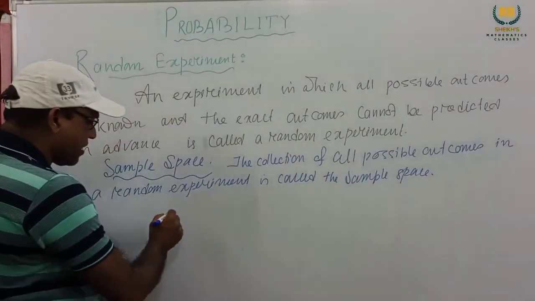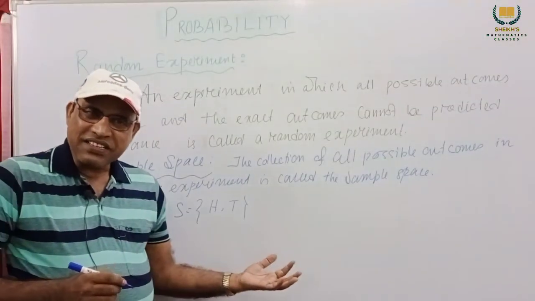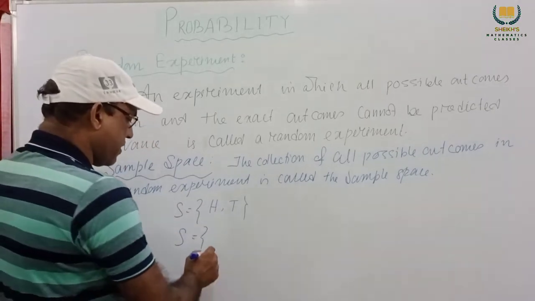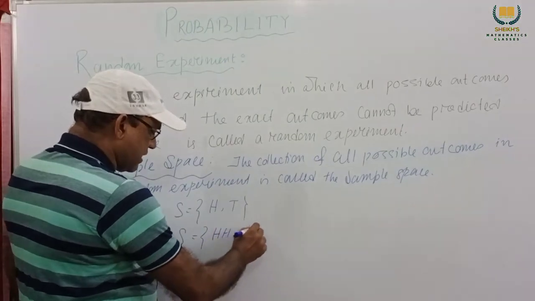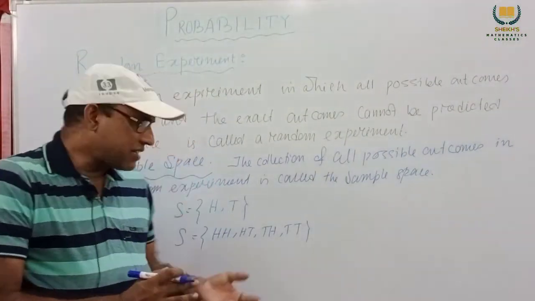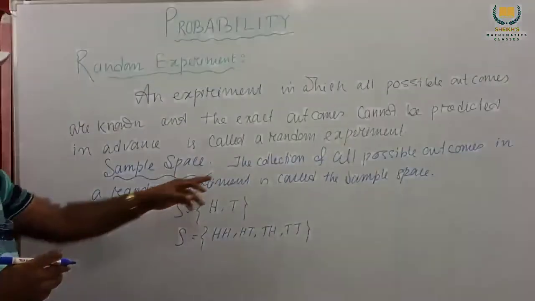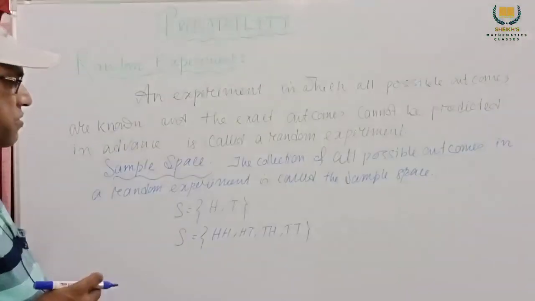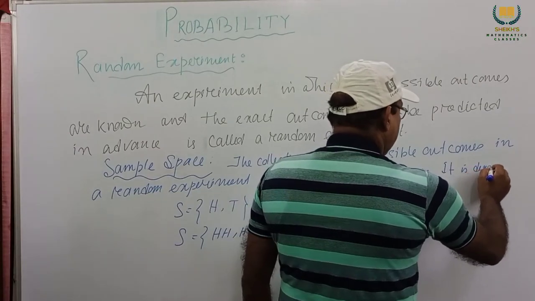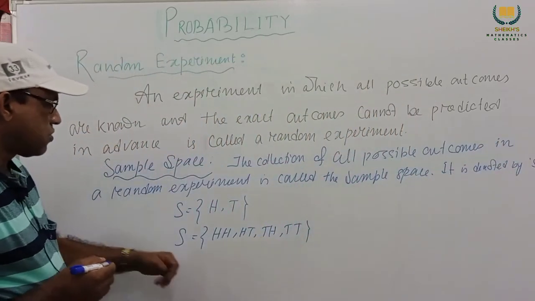Suppose we toss a coin, it has two results, only head and tail. We collect both the results, no one is left. So this is called sample space. Now if we toss two coins, then we have HH, HT, TH, TT. Then we collect all the family members, we construct this set. This is called sample space. And sample space is denoted by this letter S.